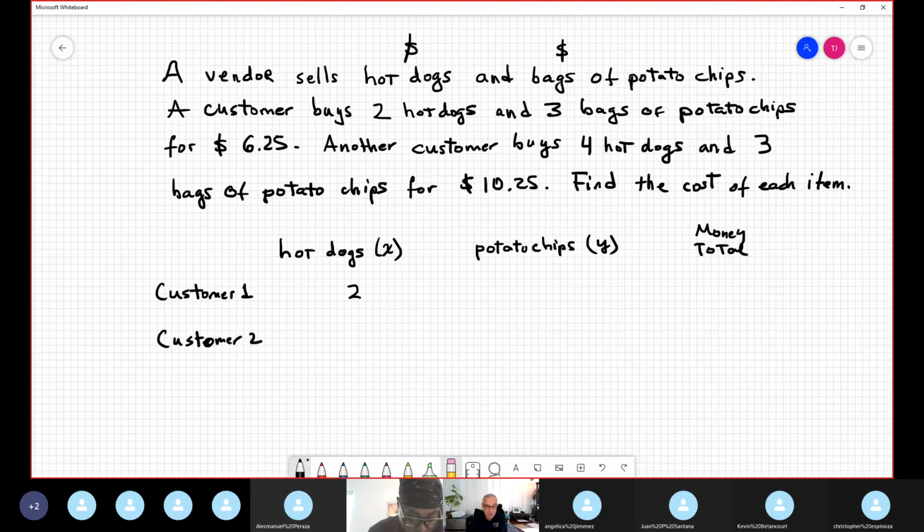I define it clearly. The first customer buys two hot dogs and three potato chips, and spends $6.25. That's the condition.